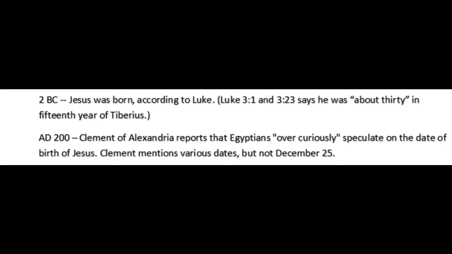So around 200 AD, an Egyptian Christian named Clement of Alexandria writes that the Egyptians were overly curious as to when Jesus was born, and many people speculated. He gives 4 dates as examples, but interestingly enough, December 25th was not one of the 4 dates.